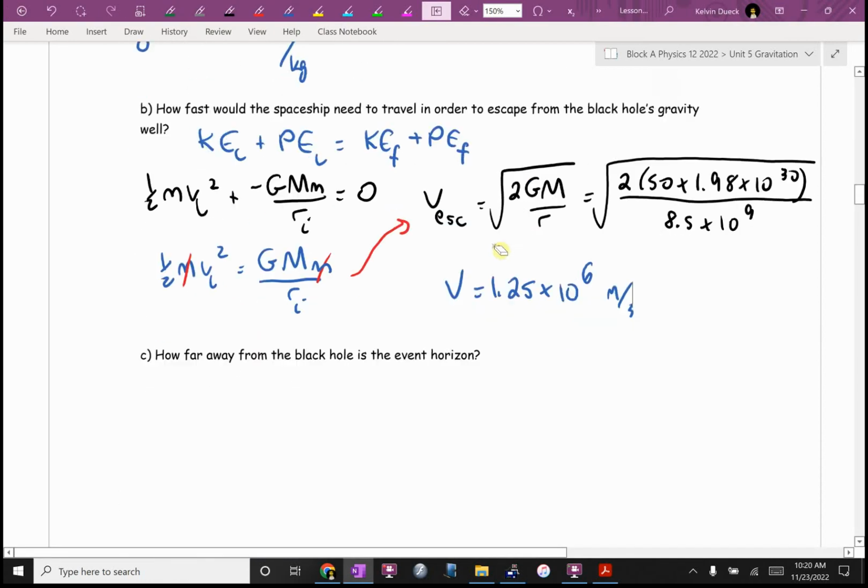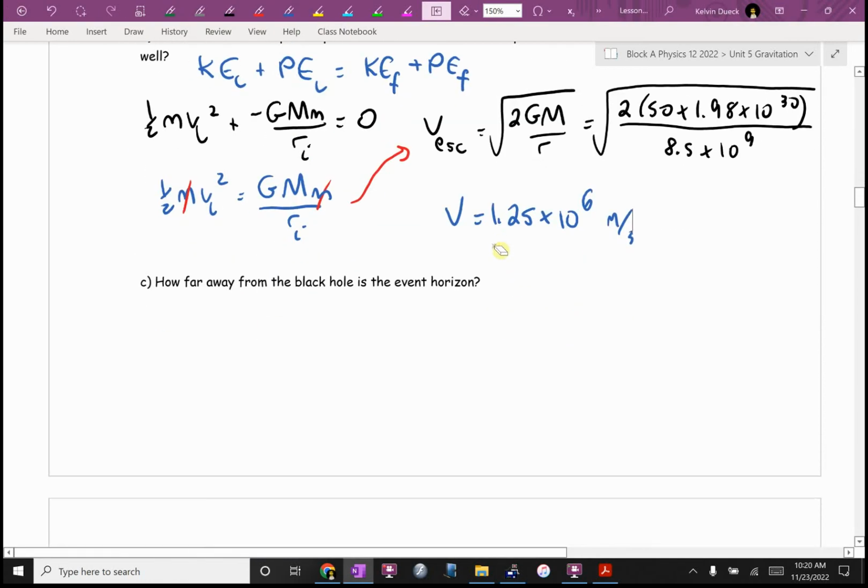You know what? Let's kick it up a notch. How far away from the black hole is the event horizon? What's meant by the event horizon? That's the location in space-time where if you go closer, escape velocity is bigger than light. If you're further than that, escape velocity is less than light. Right here is when the escape velocity equals the speed of light.